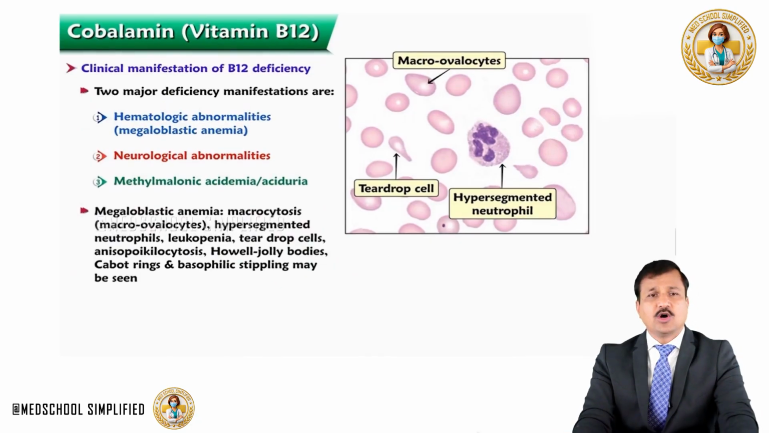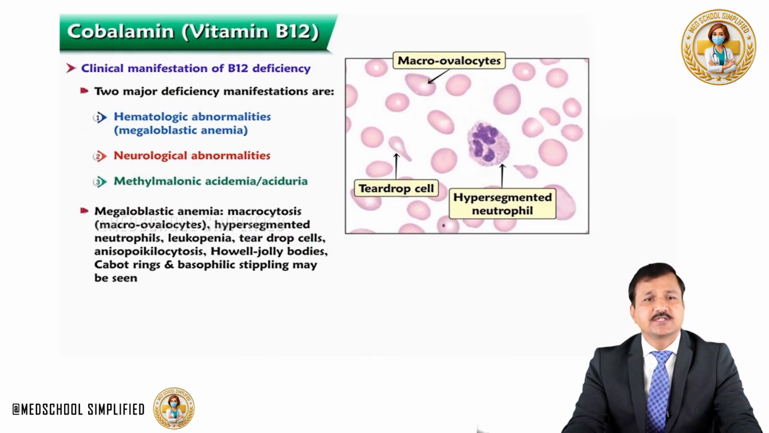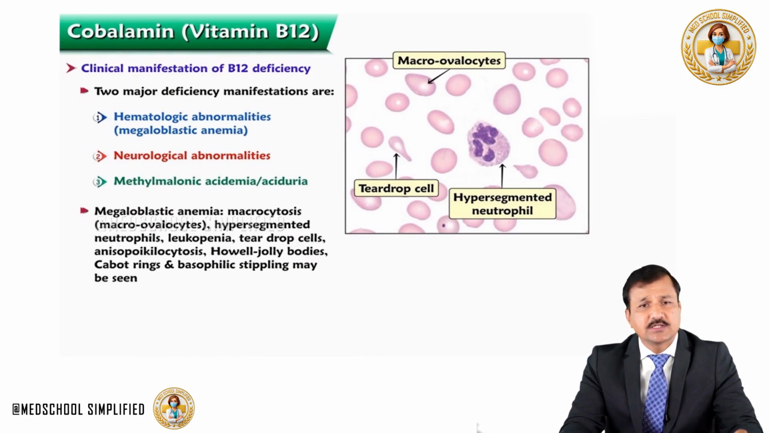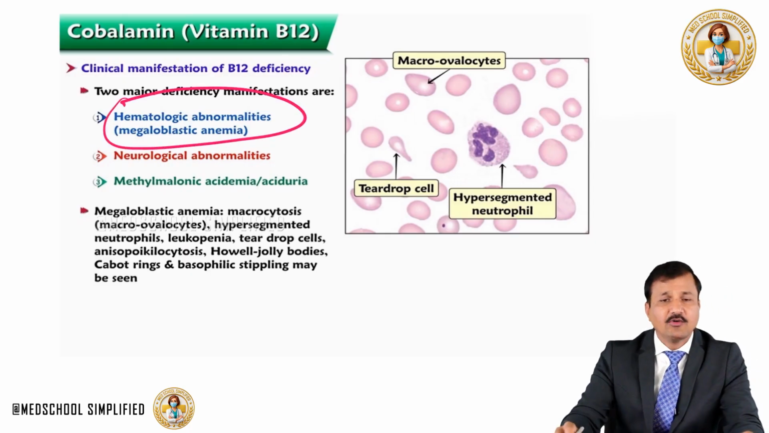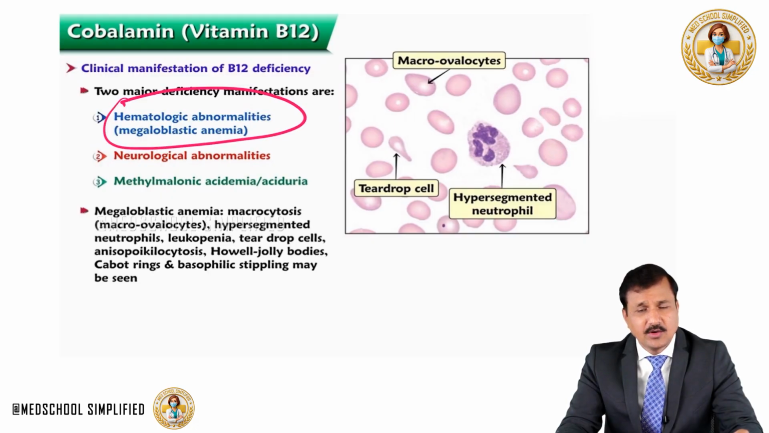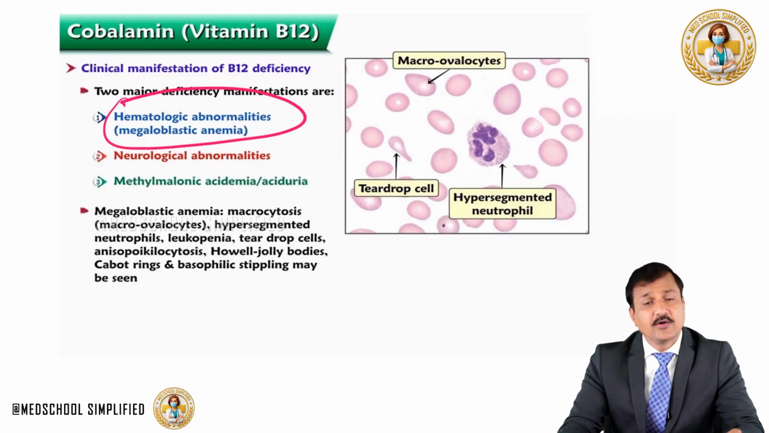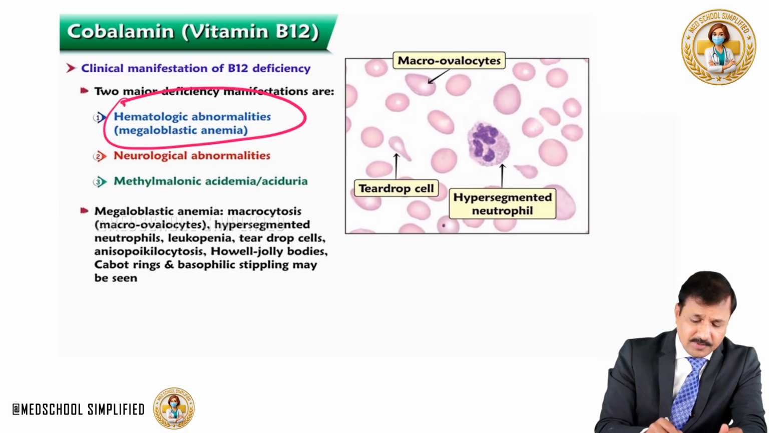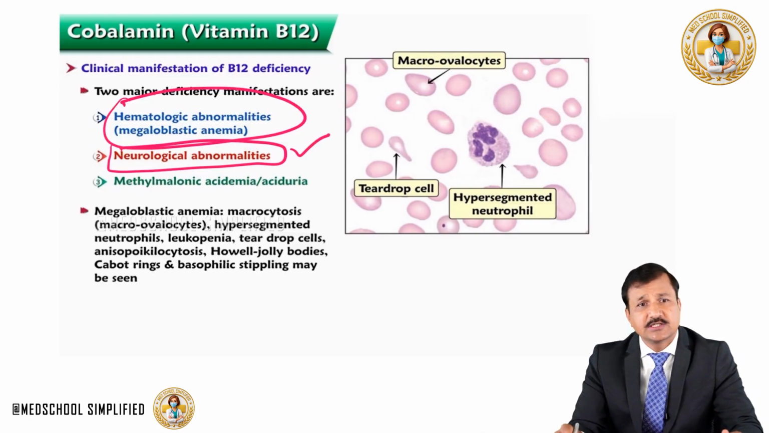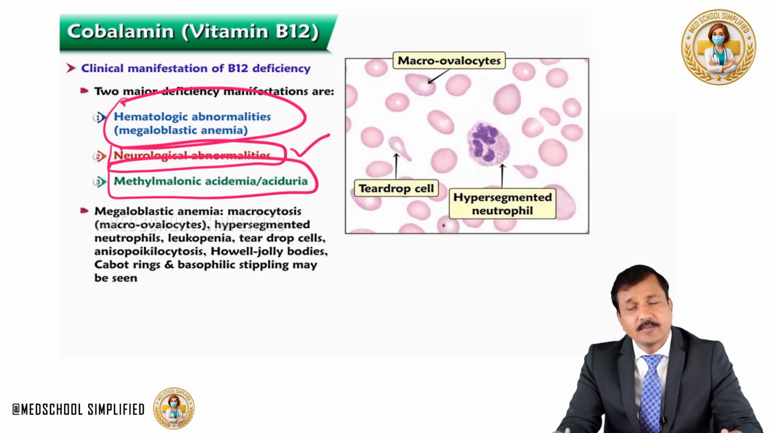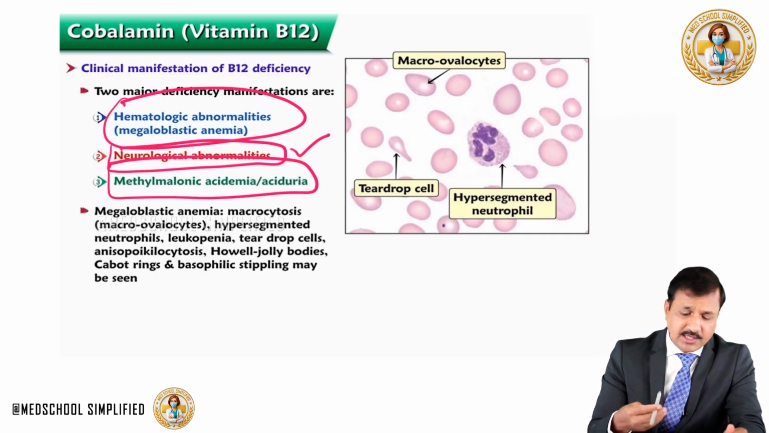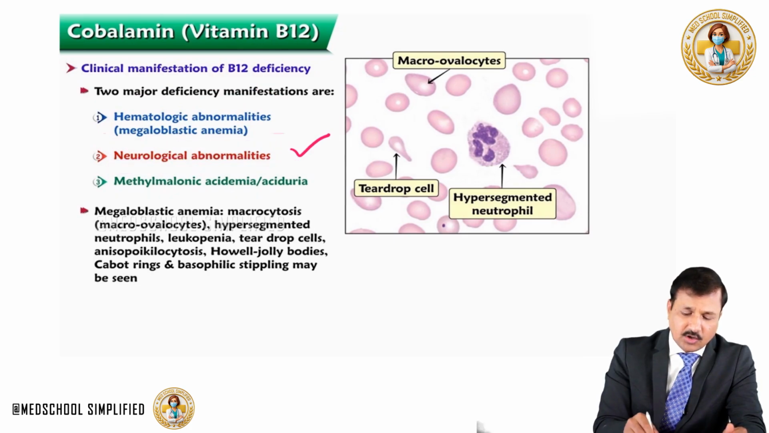Now let's move on to see what are the clinical manifestations of vitamin B12 deficiency. We can divide clinical manifestations of vitamin B12 deficiency into hematological abnormalities, which include megaloblastic anemia, which is similarly seen in folic acid deficiency. Along with megaloblastic anemia, patients with cobalamin deficiency will show neurological manifestations, and also patients will show methylmalonic acidemia or methylmalonic aciduria. These are the three things that you need to look for in cobalamin deficiency.